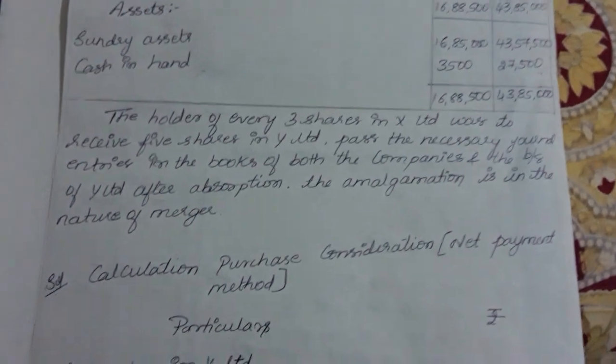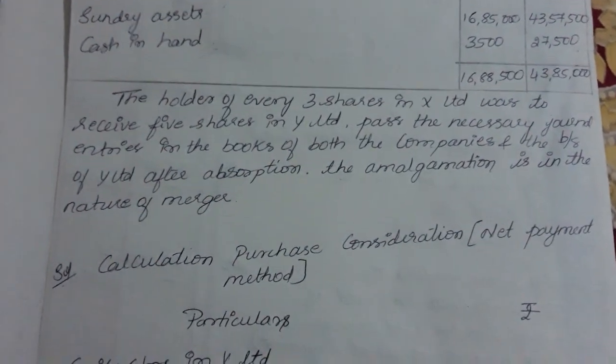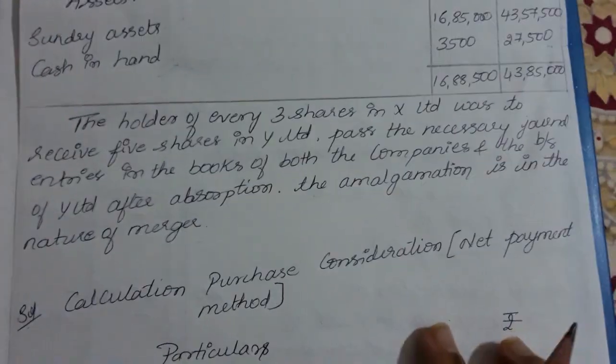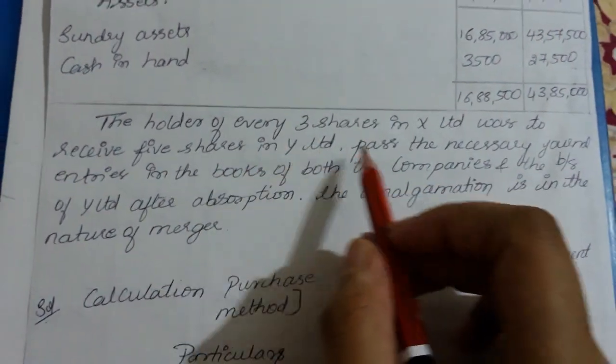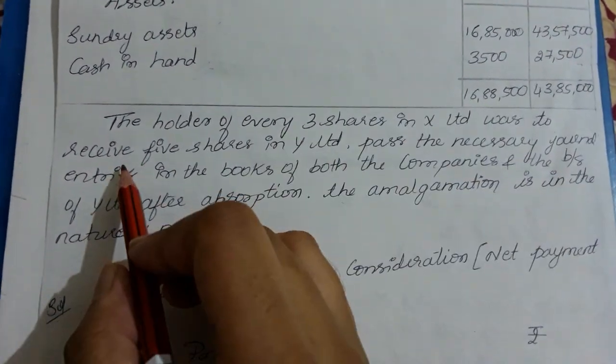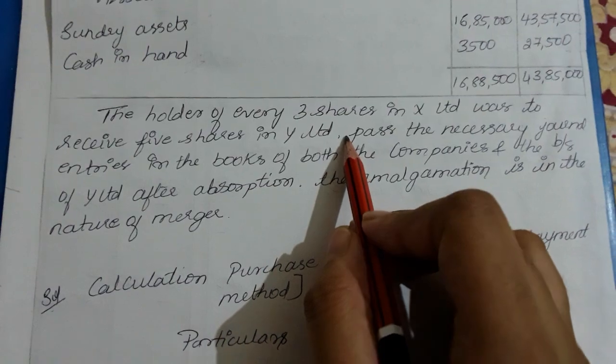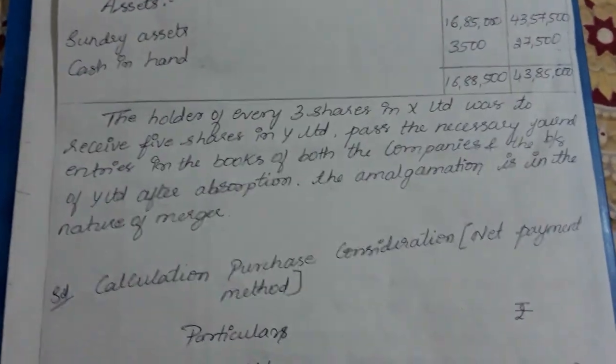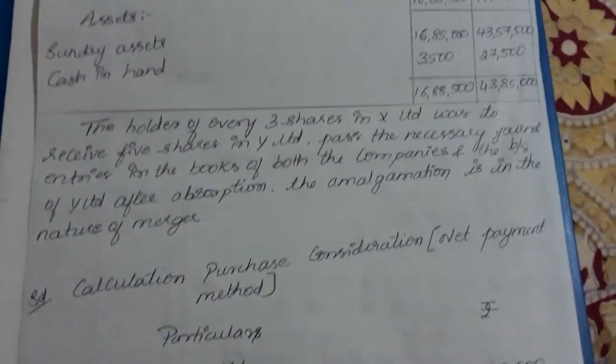So this is about the balance sheet, and let's go on with the adjustments that have been given. So here are the adjustments. The holders of every 3 shares in X Limited were to receive 5 shares in Y Limited. So here one of the conditions is satisfied to see that it is in the nature of merger.